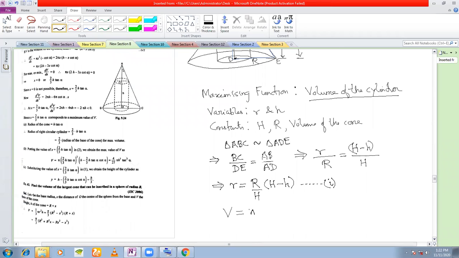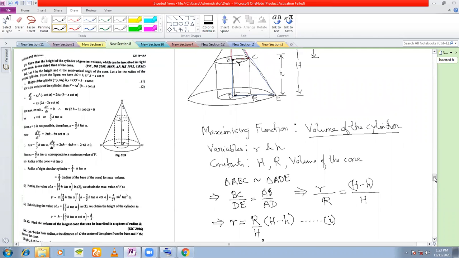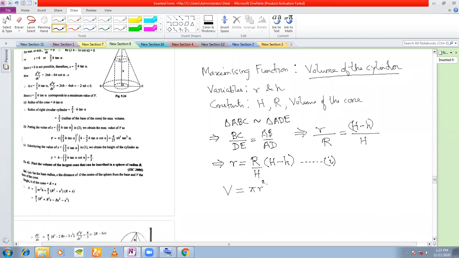So what is the radius of the cylinder? It is small r. So pi r square. And what is the height of the cylinder here? The height of the cylinder here is small h. Volume of the cylinder is pi r square h.